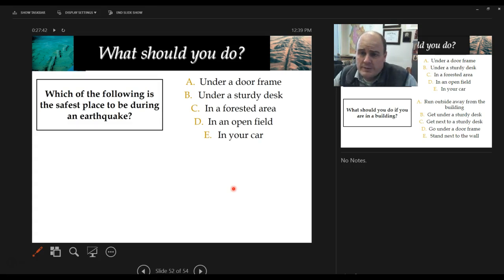Now, door frames could be good too if the door frame is a load-bearing wall. With some door frames you don't know if it's a load-bearing wall. So if you don't know, it could just fall down on you just like any other thing above you. So you need to be careful with that. I'd rather go underneath a desk than that door frame that I have in front of me here.